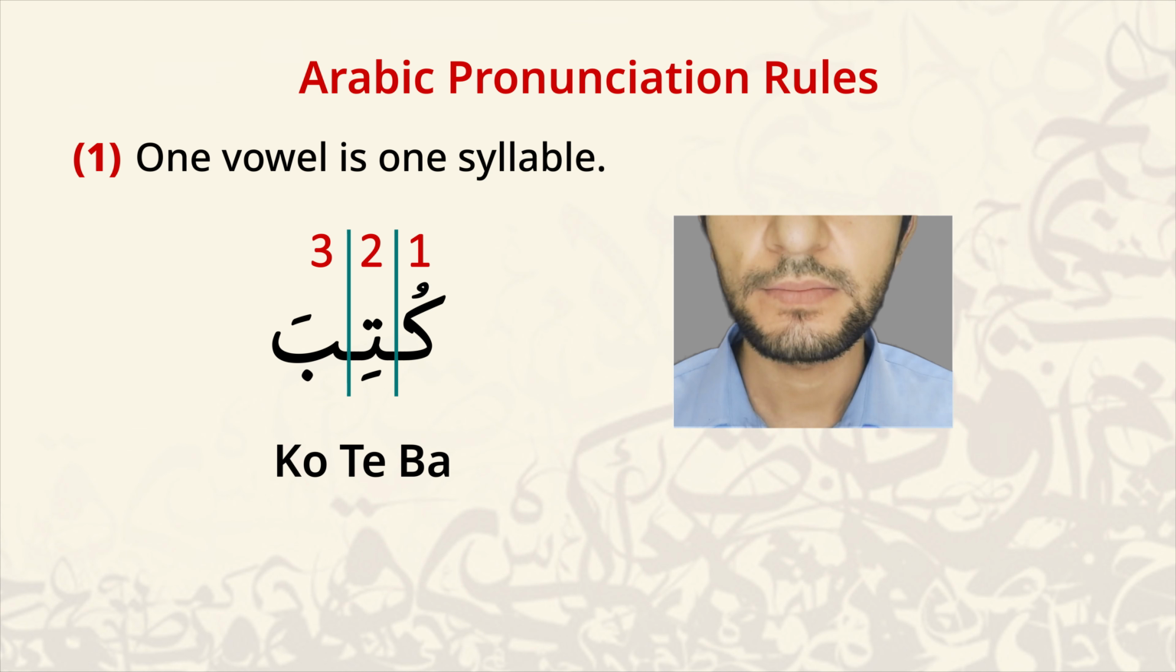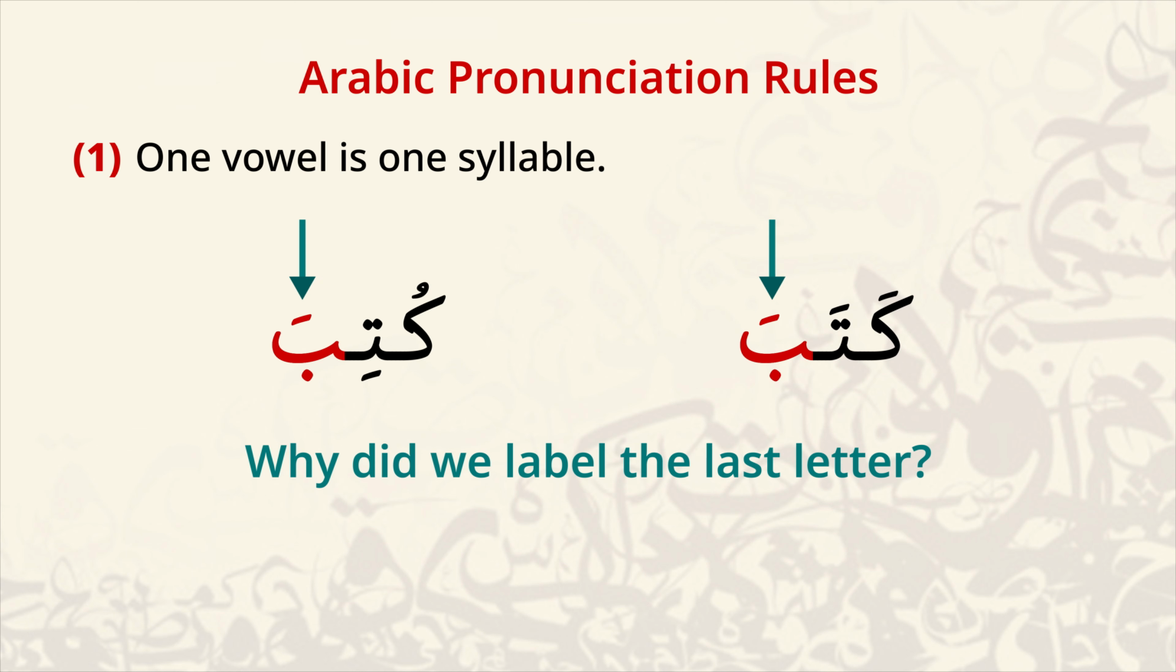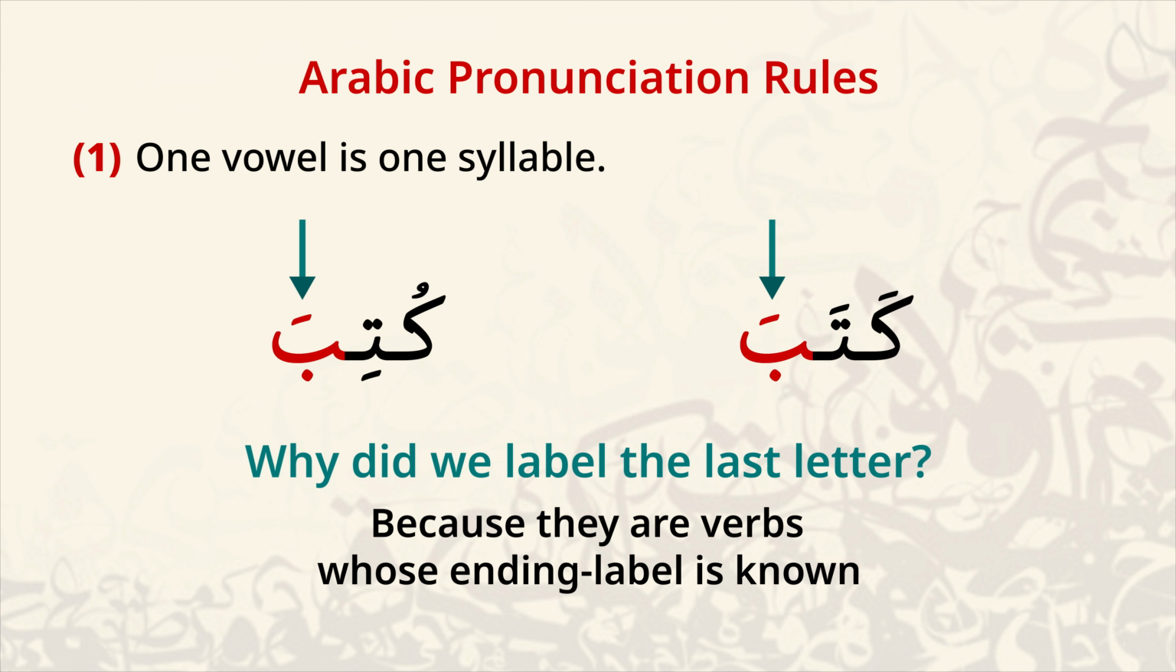Here is a point I mentioned many times. Why did I label the last letter of these 2 words? Because they are both verbs, and the case ending of verbs is usually known. That's why I added them here without the need to check the grammatical function. On the other hand, the case ending of nouns and adjectives depends on their position in the sentence. That's why if you see a separate noun, it's a best practice to leave the last letter consonant without any label.